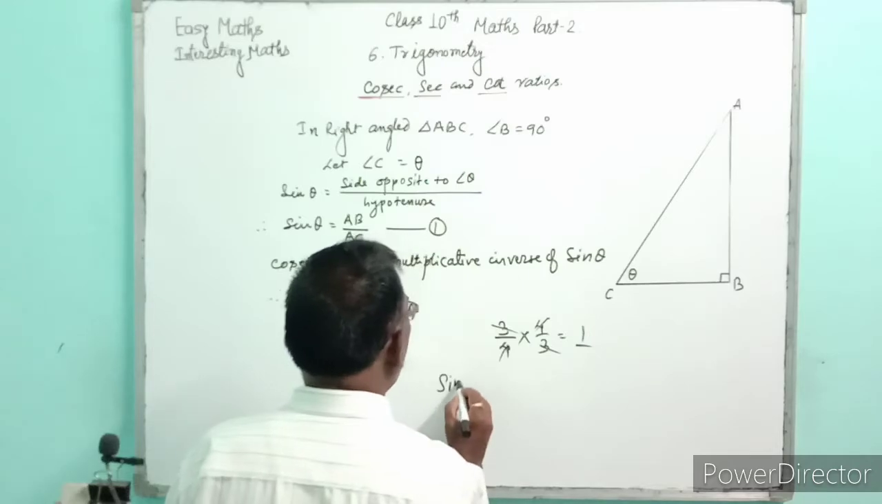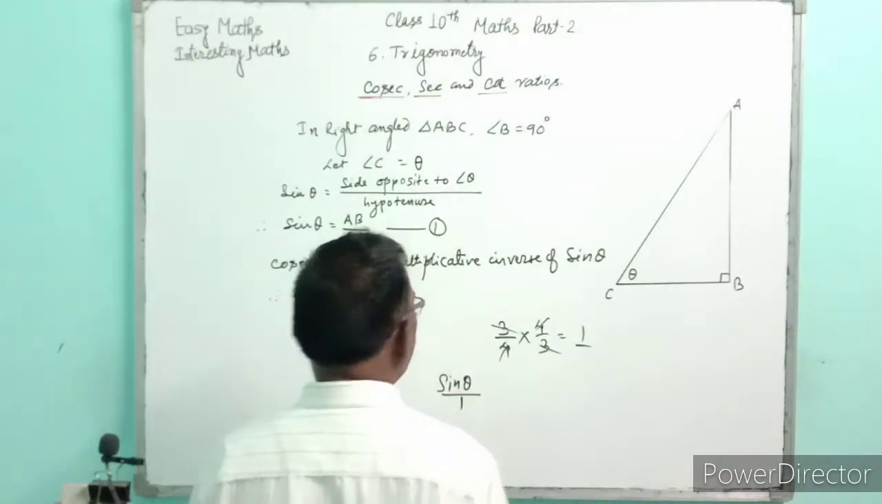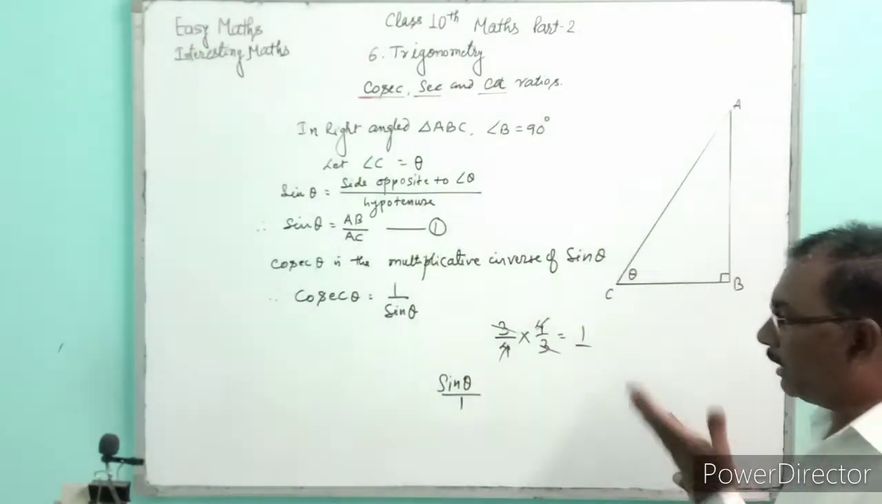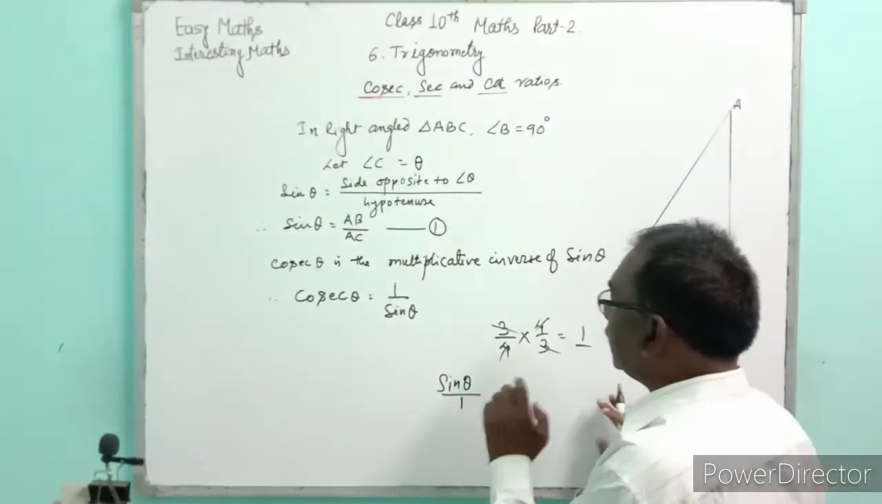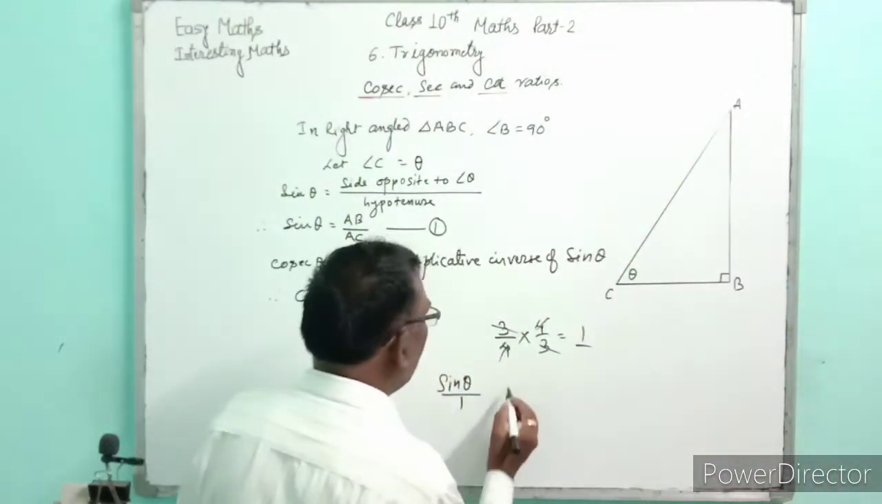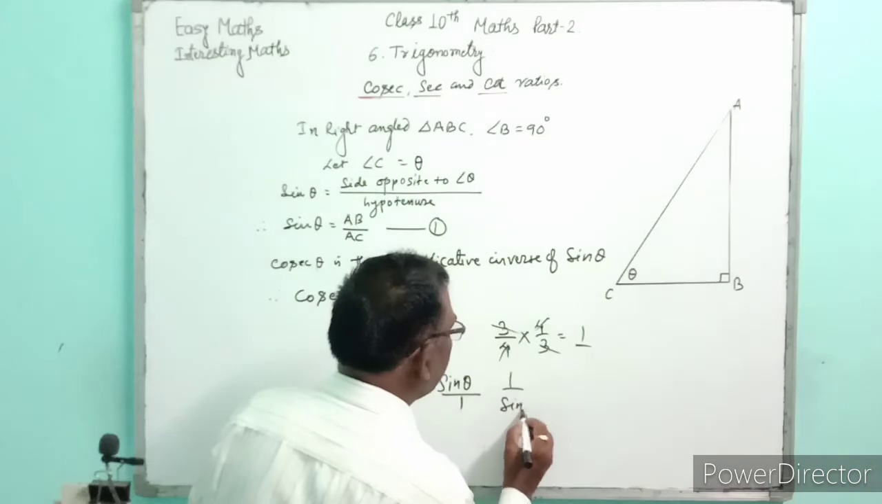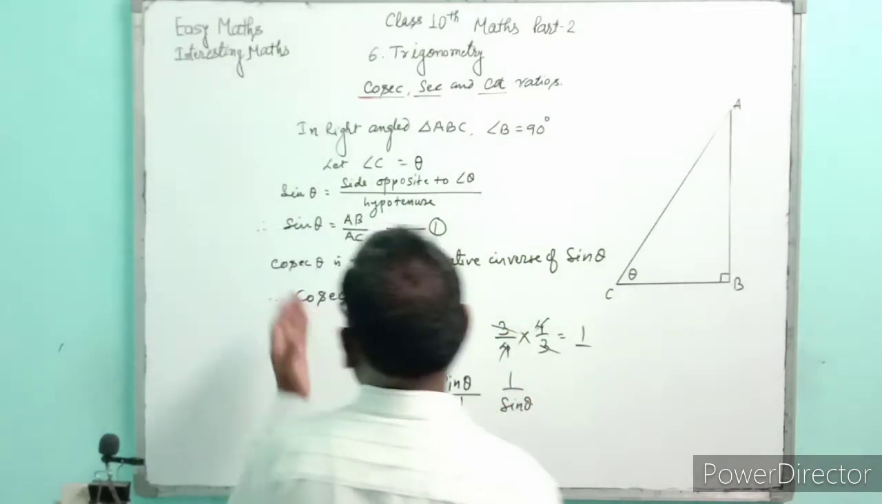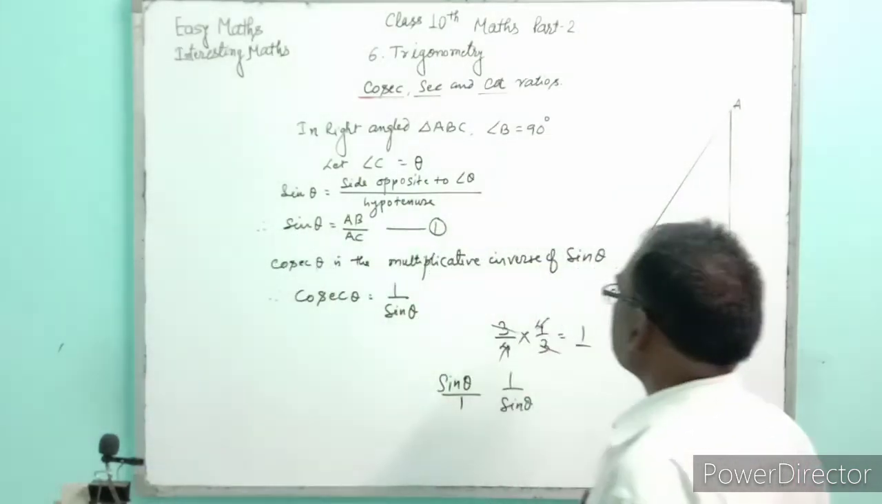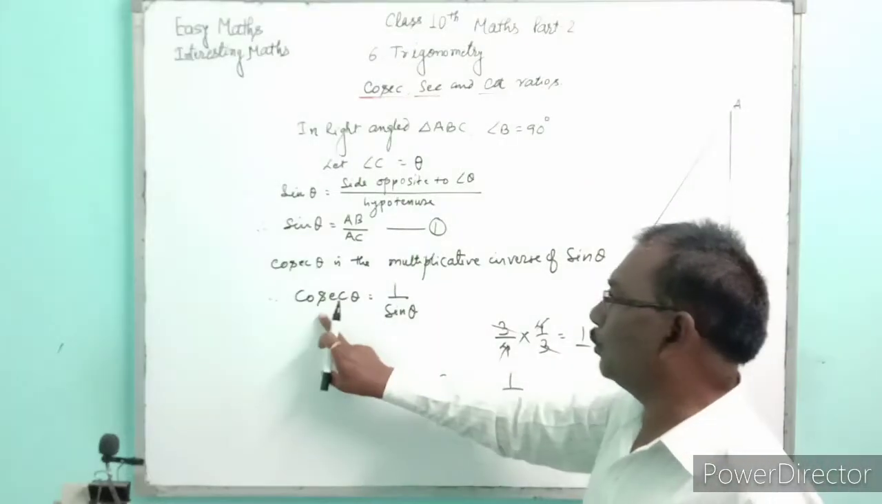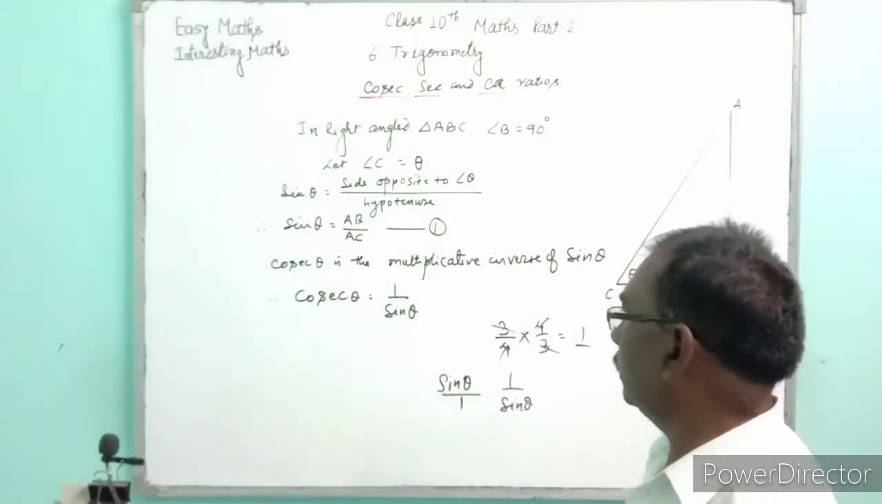Sin theta means sin theta divided by 1. So, the multiplicative inverse of sin theta by 1 will be 1 upon sin theta. Cosec theta is the multiplicative inverse of sin theta. Therefore, cosec theta is equal to 1 upon sin theta.